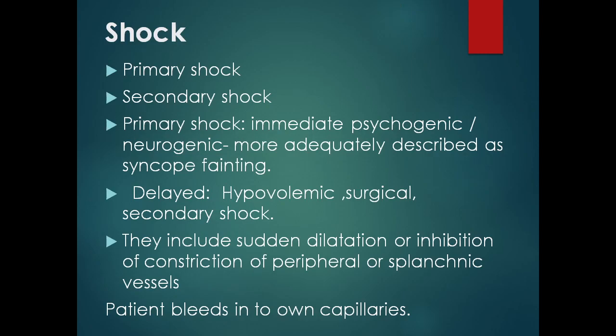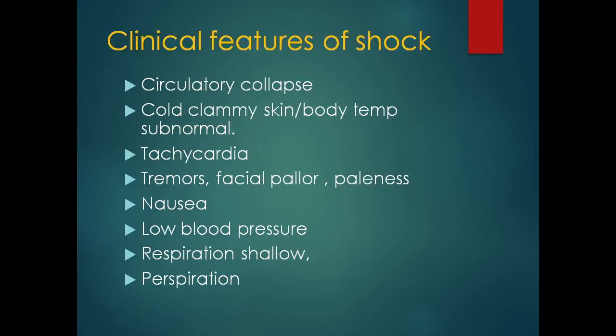Then coming to shock, primary shock or secondary shock. What are the types of shock? Primary shock or secondary shock. Primary shock is immediate, psychogenic or neurogenic, more adequately described as syncope or fainting. And the secondary shock or delayed shock is hypovolemic, surgical shock. They include sudden dilatation or inhibition of constriction of peripheral or splanchnic vessels. The patient bleeds into own capillaries. That is the shock.